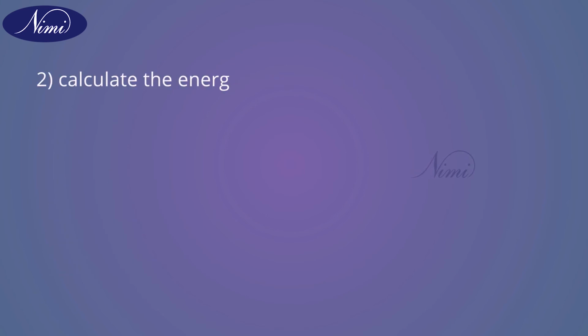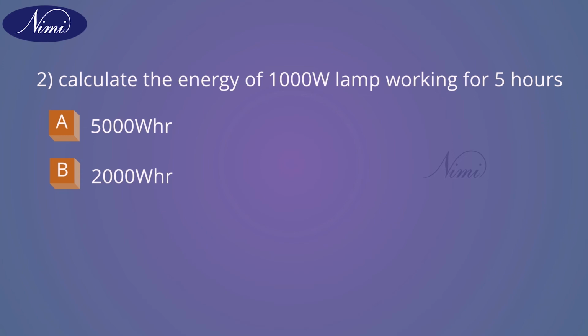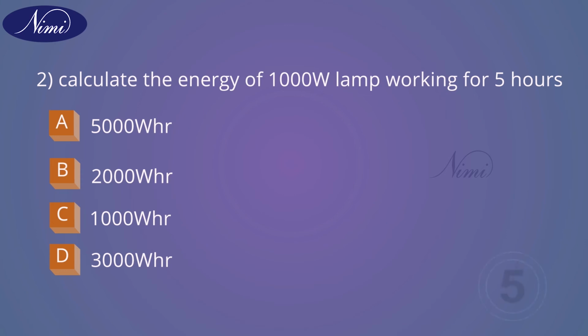Question number 2. Calculate the energy of a 1000 watt lamp working for 5 hours. And the options are A. 5000 watt hours. B. 2000 watt hours. C. 1000 watt hours. D. 3000 watt hours. And the answer is A. 5000 watt hours.